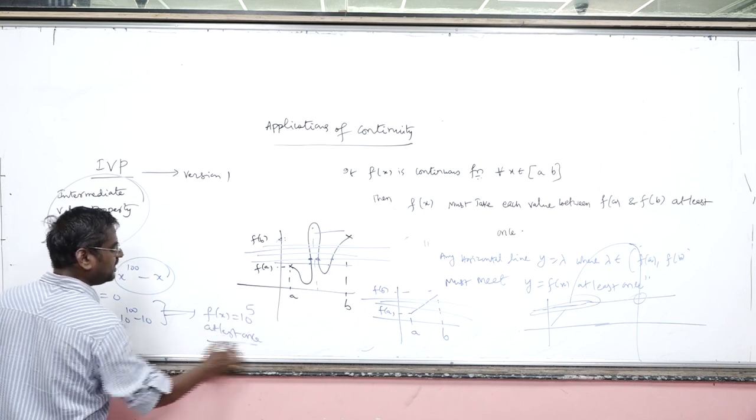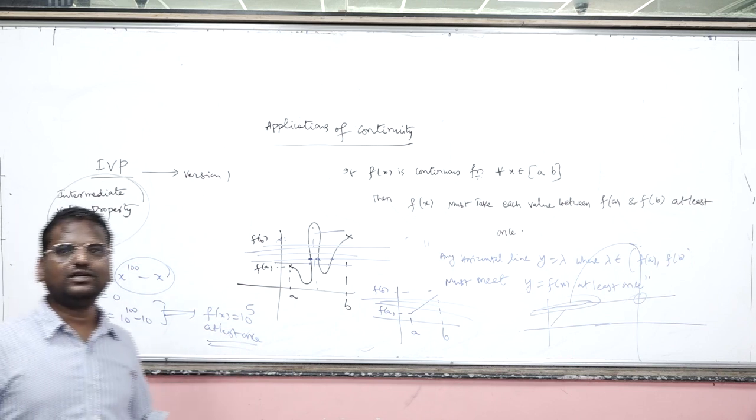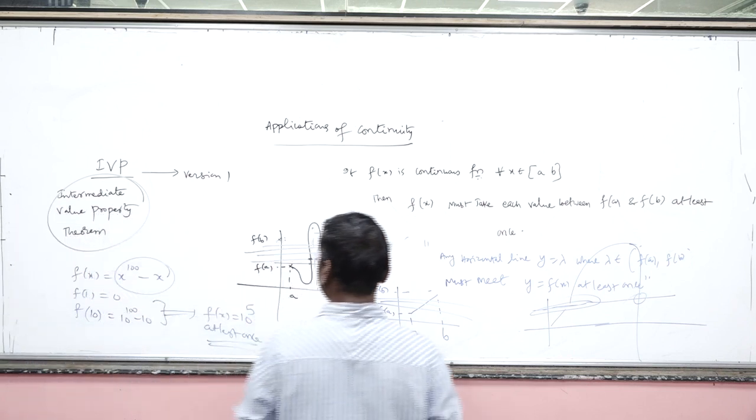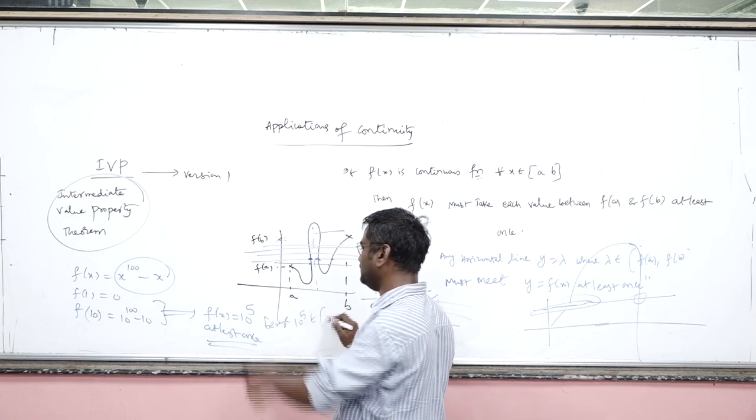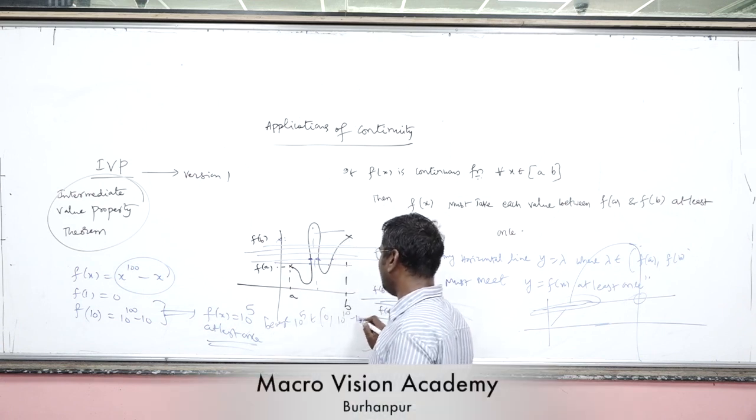इसके लिए कम से कम एक रूट तो मिलेगा. क्यों? क्योंकि 10 power 5 belongs to that value 0 to 10 power 100 minus 10.